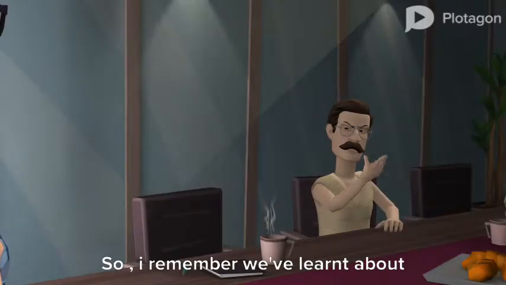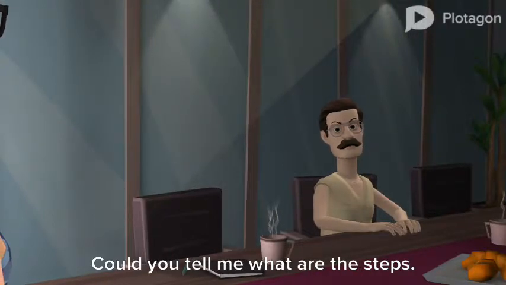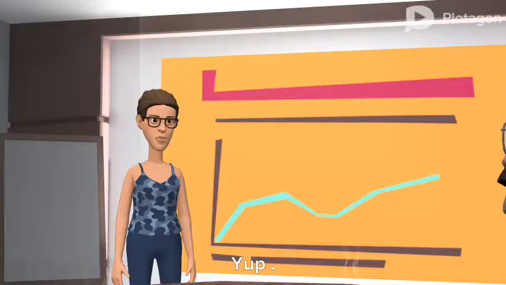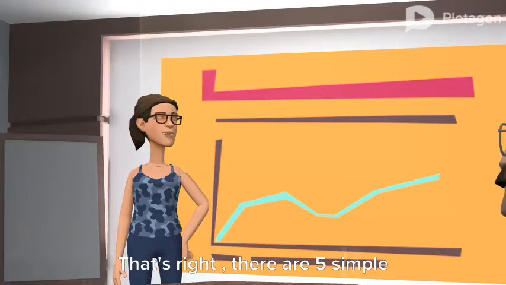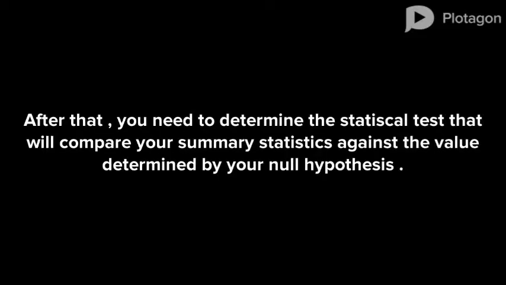Oh, I see. So, I remember we've learned about the steps of hypothesis testing. Could you tell me what the steps are? Yup, that's right, there are 5 simple steps of hypothesis testing. First, you have to come up with your hypothesis. Secondly, you need to generate a sample. Next, you need to calculate summary statistics. After that, you need to determine the statistical test that will compare your summary statistics against the value determined by your null hypothesis. Last but not least, conclusion. Either you reject or fail to reject the null hypothesis.